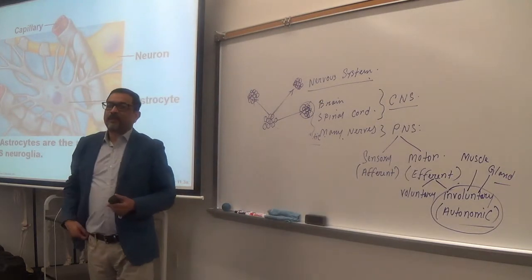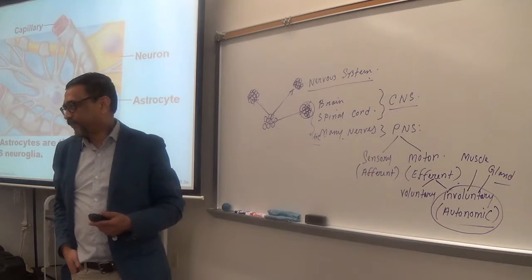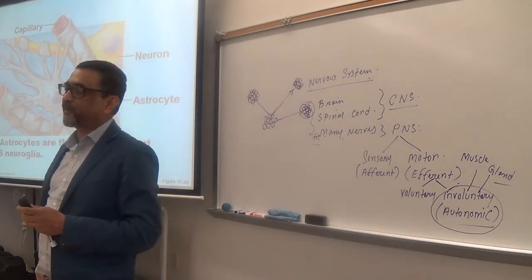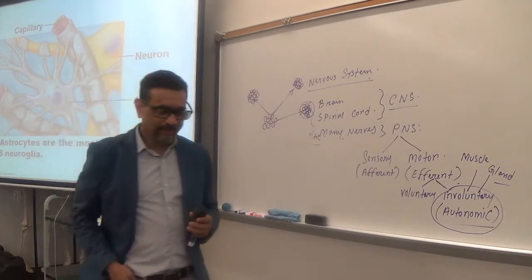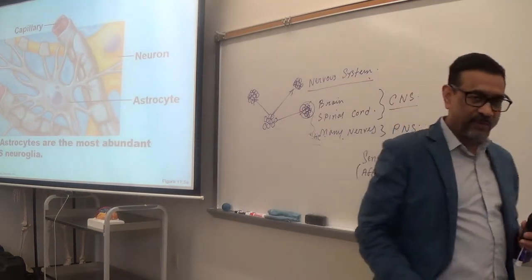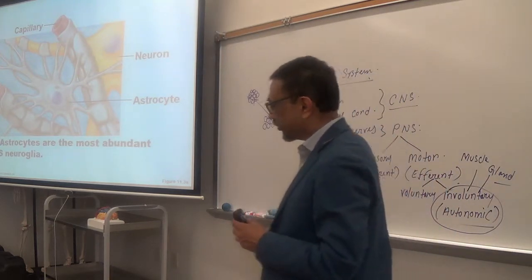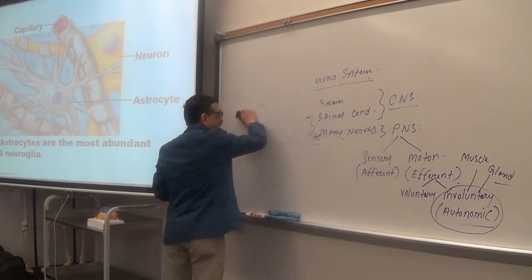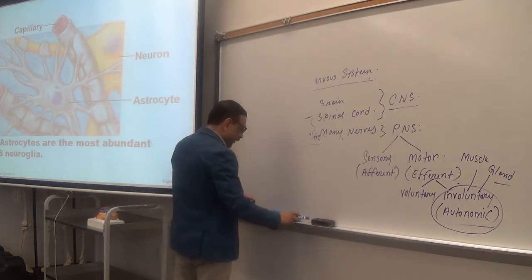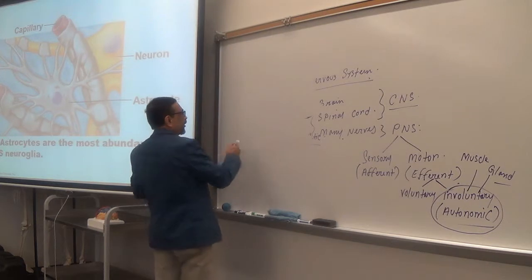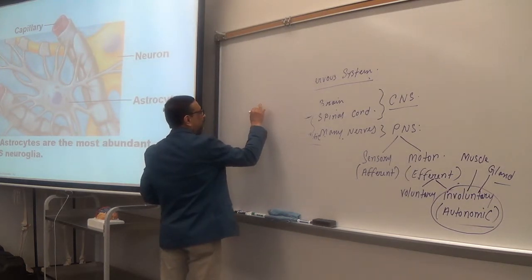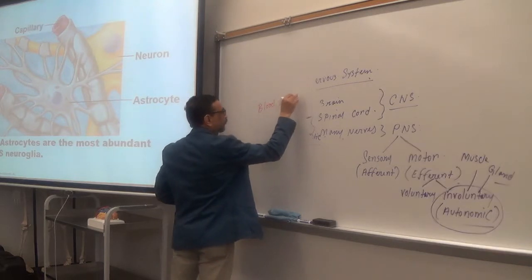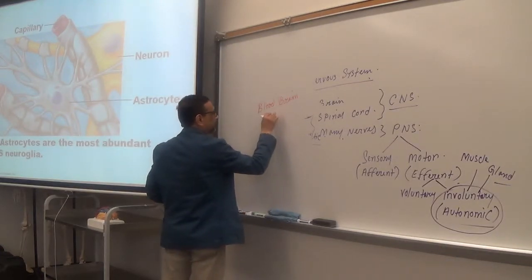Astrocytes look like stars. That's why they are called astrocytes. Look like what? Stars. That's why they are called astrocytes. Cyte means cell. Astro is star. Now, the function of astrocyte is it helps to form the blood-brain barrier, BBB.